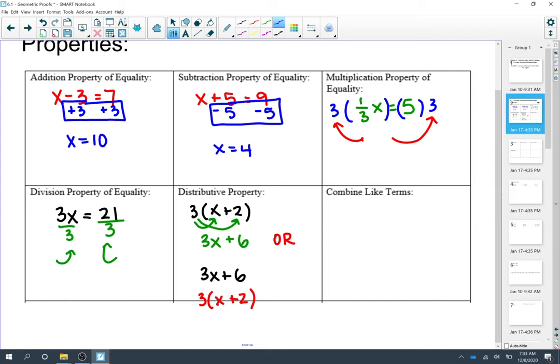Combine like terms. Let's say we had 7x plus 2 minus 9x. If we were going to combine like terms, we would take the 7x and the negative 9x, that would give us negative 2x, and then plus 2, and that's an example of combine like terms.